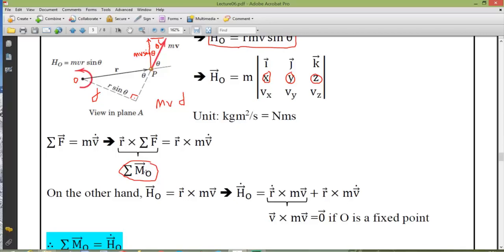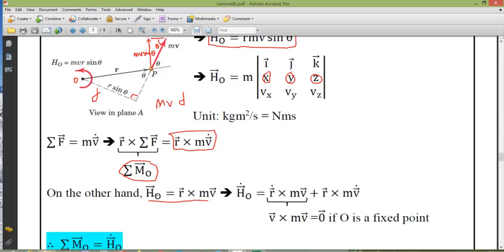So the net forces acting on the particle form a moment about point O, and you can calculate that by r cross product the summation of all forces, and it equals this part where it is saying r cross product m v dot. As a matter of fact, we just defined the angular momentum as r cross product mv.